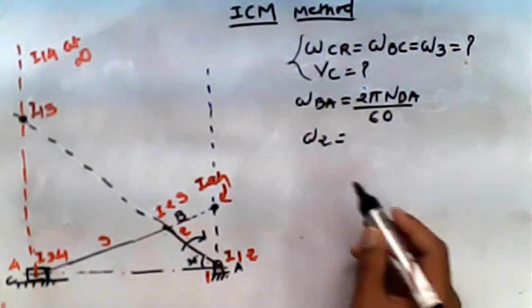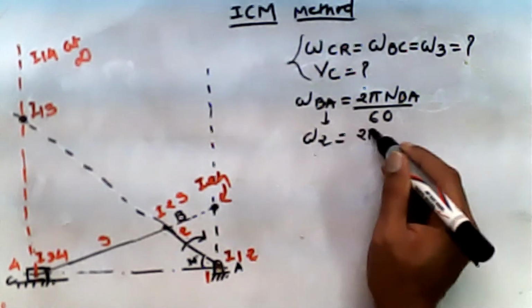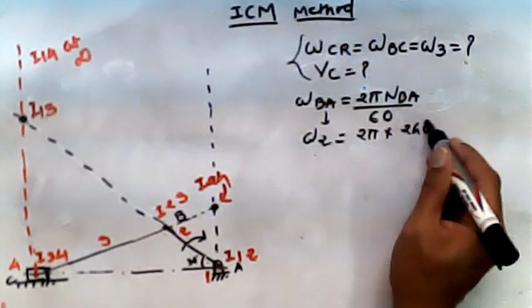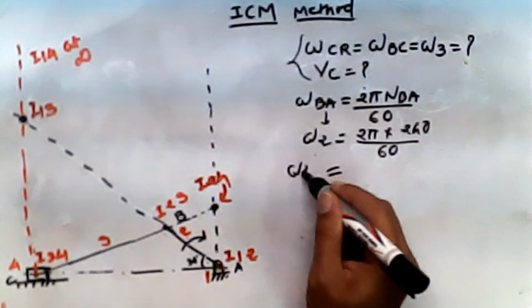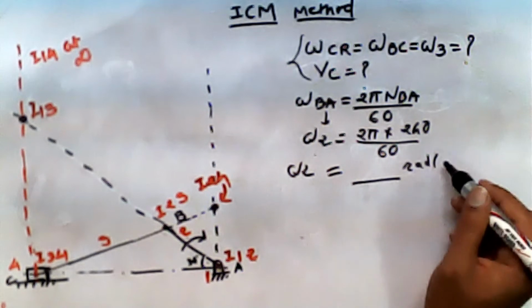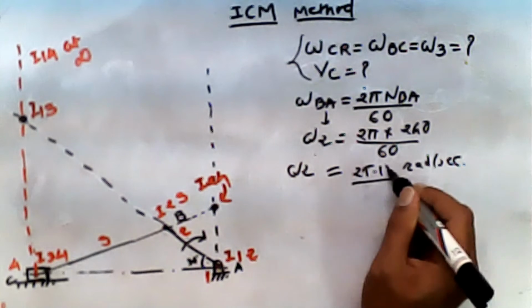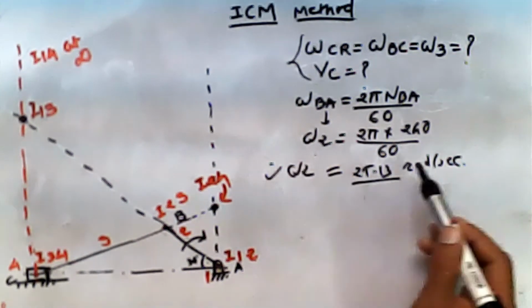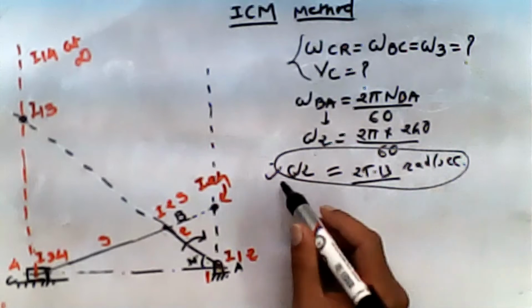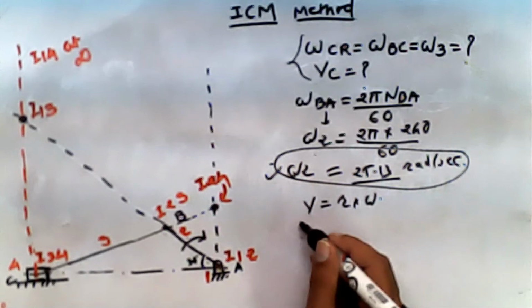So the angular velocity of link number 2 is equal to 2 pi times RPM, which is 240, divided by 60. You can get the angular velocity in radian per second, correct? The value will be around 25.13. Now, after knowing the angular velocity, you can determine the velocity. Velocity is r into omega.